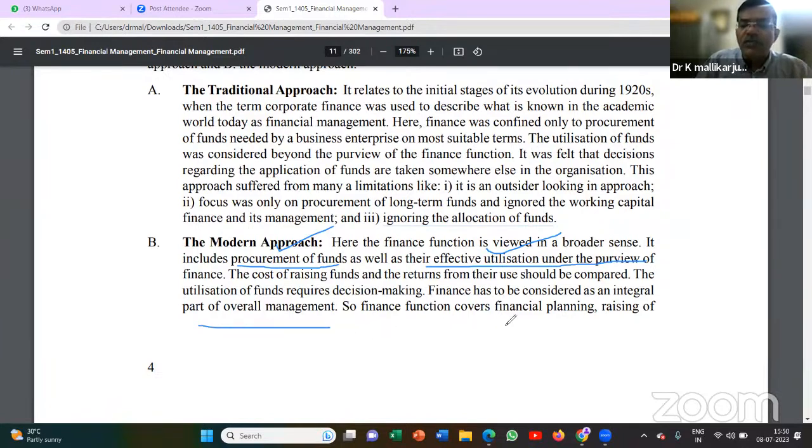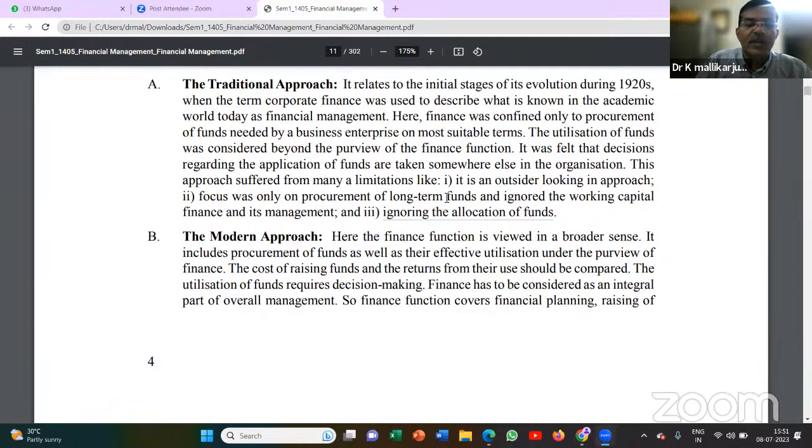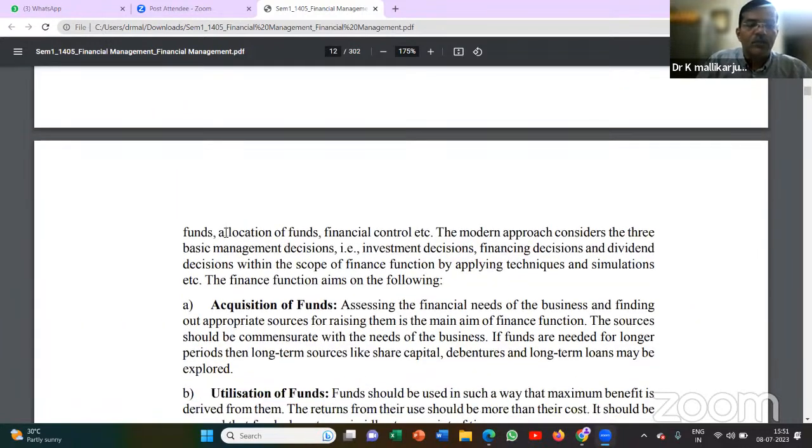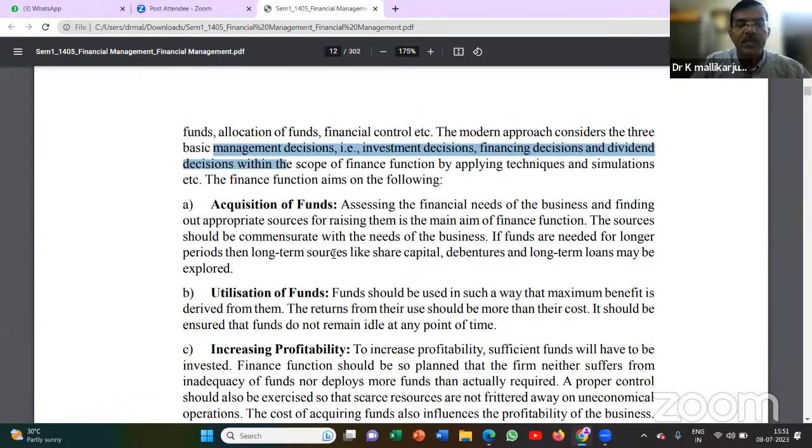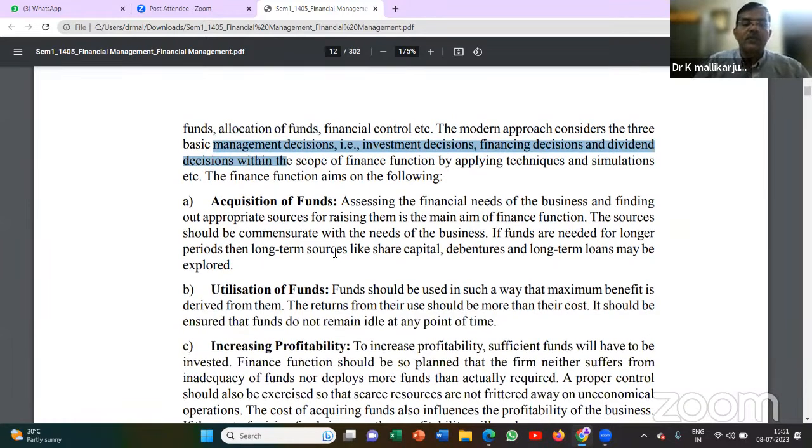In earlier days, it was only financial planning and raising the funds, but now in modern days, it includes all steps. All these management functions are related to finance: allocation of funds, financial control, right? Consider all business decisions: investment decision, management decision, financial decision, dividend decision, and all are applied for the modern approaches. Then acquisition of funds, right?